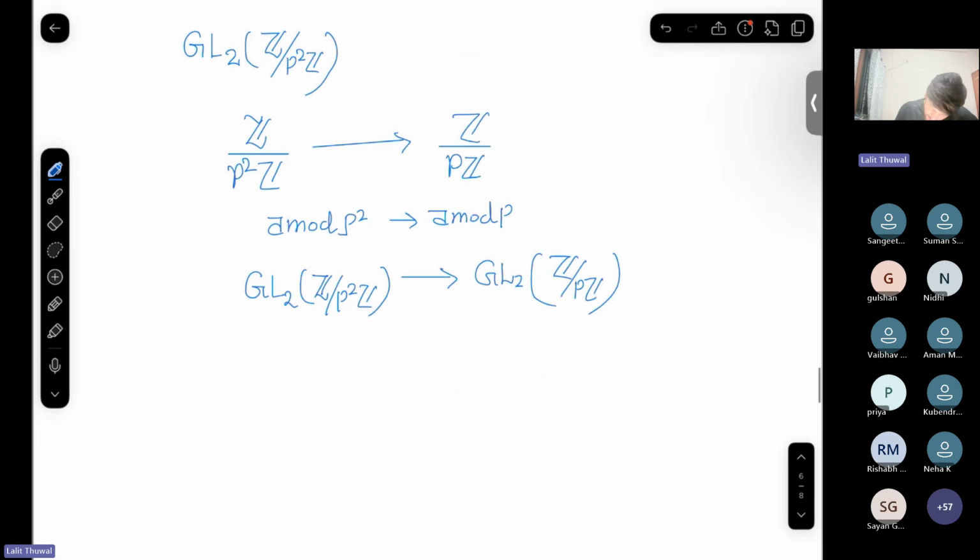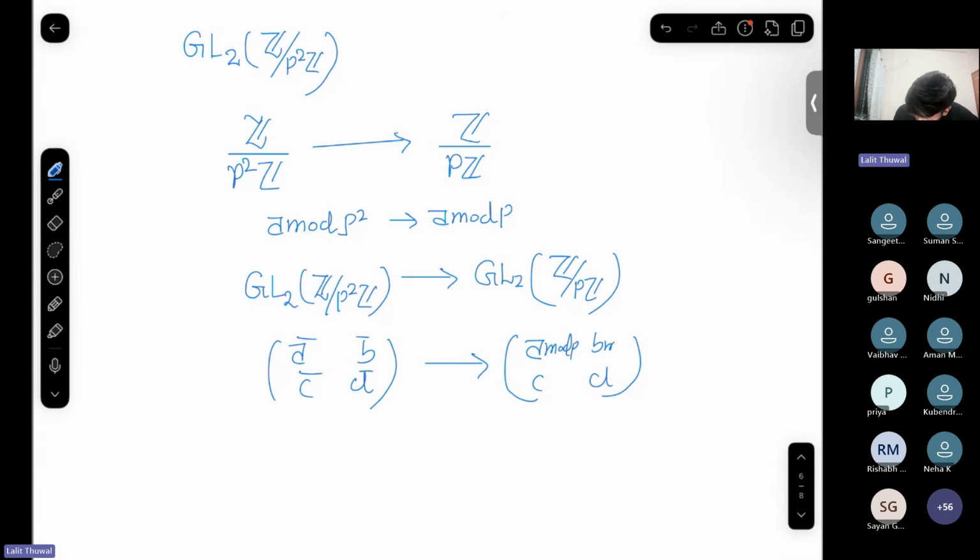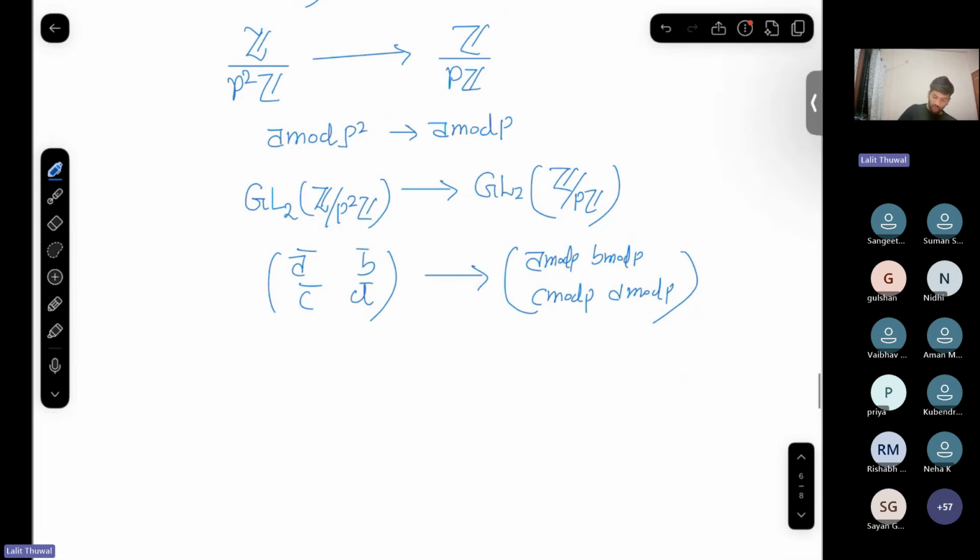What is the map? I'm just writing A, B, C, D, and that will go to A, B, C, D with a bar. The bar has a different meaning, so let me write here mod P, okay? Each entry mod P. So this is a homomorphism. You can check all this. If you don't know why this is a homomorphism, then you will have a problem and will not understand the solution. So this is a homomorphism.